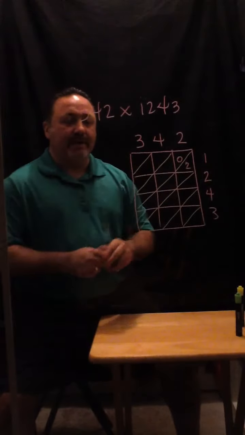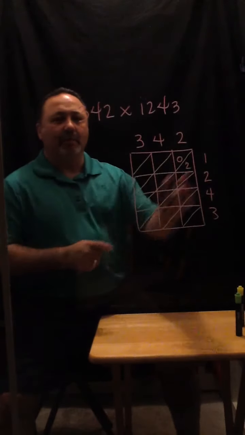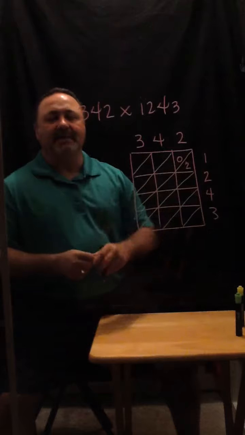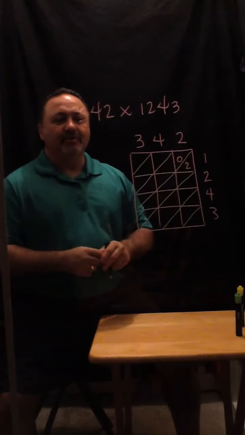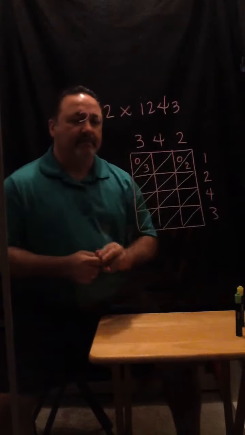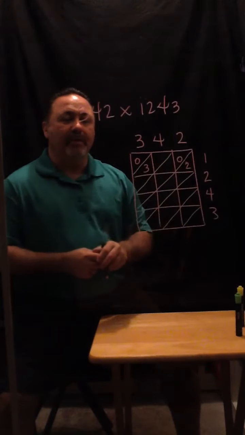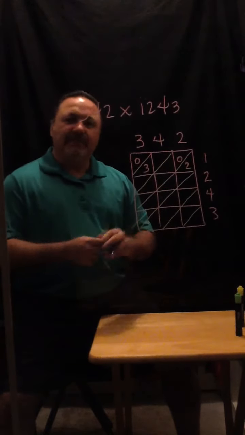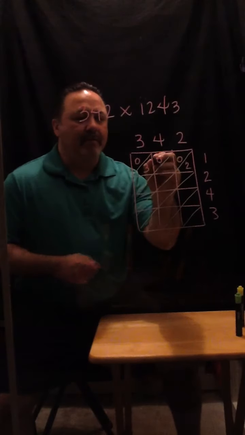Now, let's continue with the 1. 1 times 3. Notice that I'll just bypass the 4 because 1 times 3 is easier than 1 times 4. So 1 times 3, the answer is 3. So I'm going to write 0, 3. And again, 1 times 4, the answer is 4. So I'm going to write 0, 4.